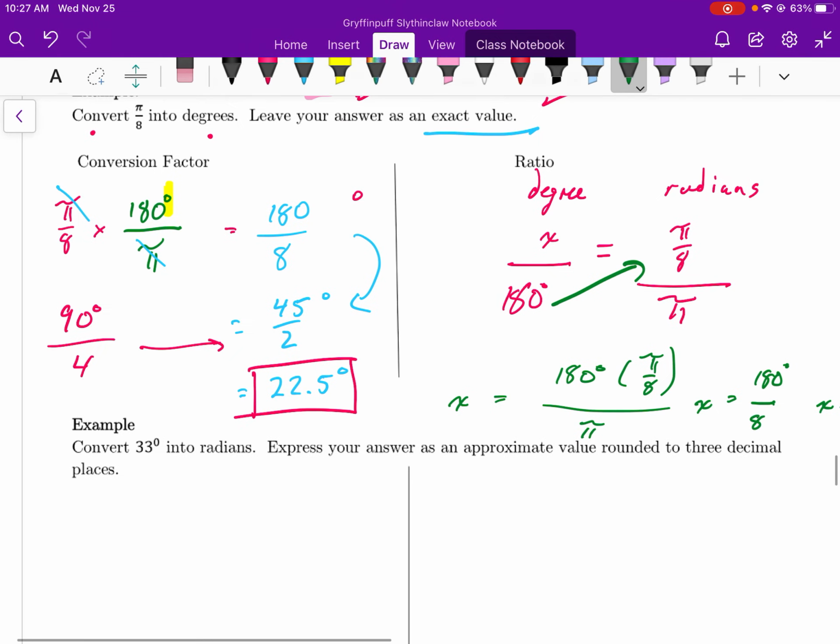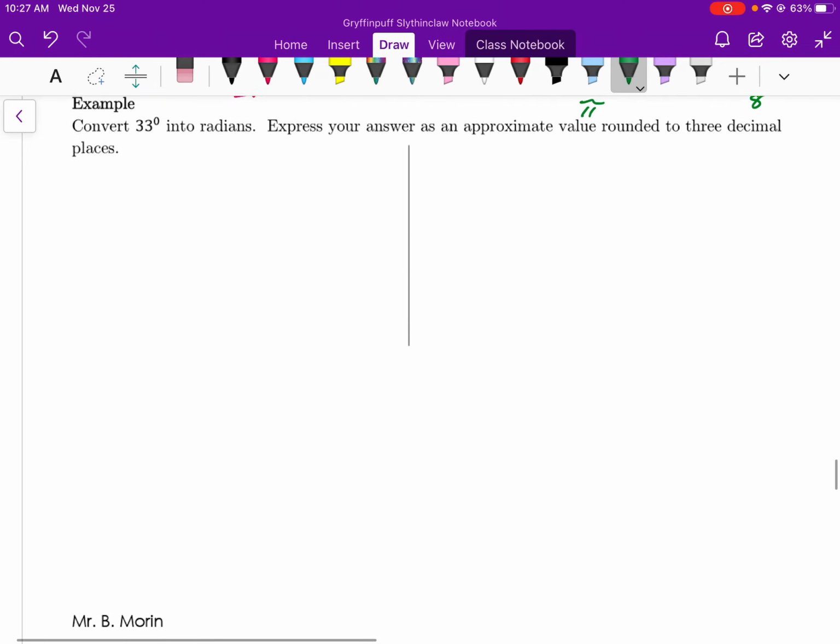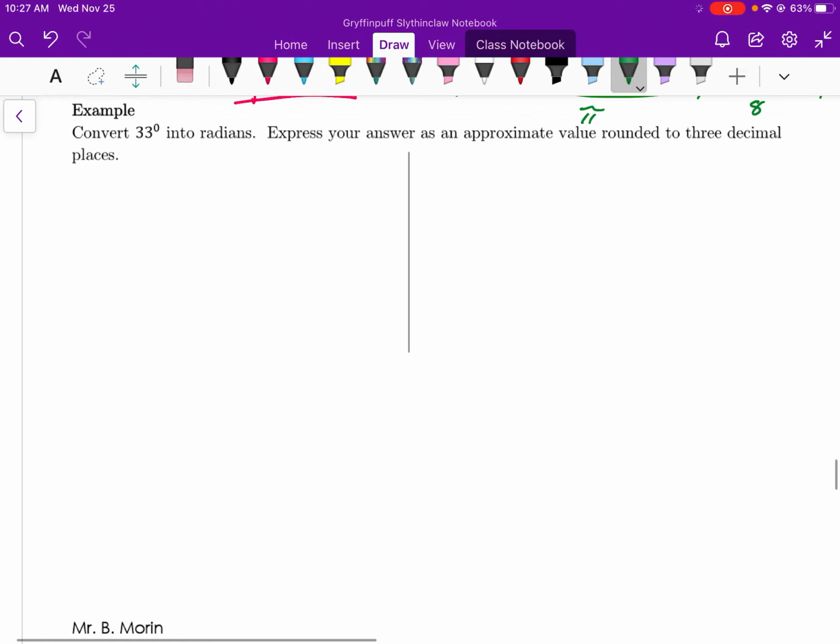I'll be honest with you, very few people like ratios. Don't need to do the ratio. However, you're probably finding stoichiometry a lot easier if you like ratios. Now, the next example, by the way, we're going to convert 33 degrees into radians. So express our answer as the approximate value, rounded to 3 decimal places.